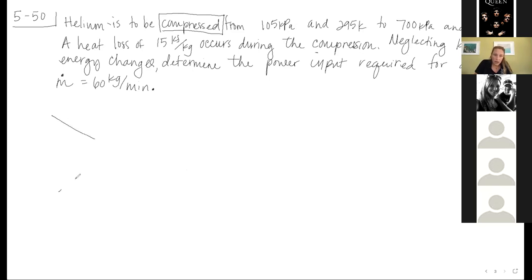A compressor has this fan-like structure. We have some sort of shaft that is going to turn or be turned. For a turbine, it's work coming out. For a compressor, it is work coming in. So we're working with a compressor. We have some sort of flow coming in and flow coming out. So helium is flowing in, it's getting compressed, it's flowing out. The mass flow rate that it is flowing at is 60 kilograms per minute.